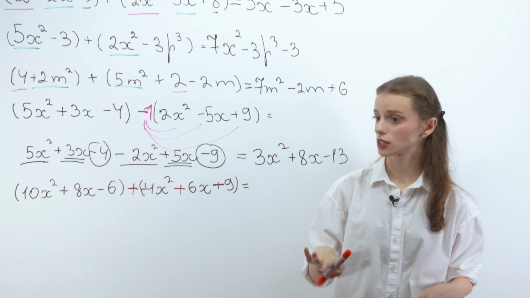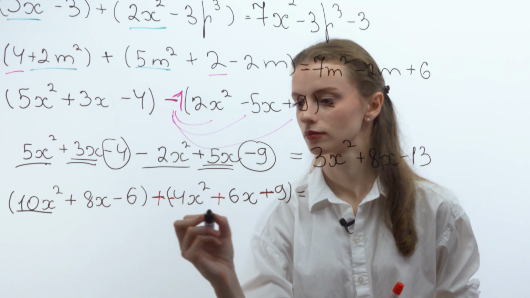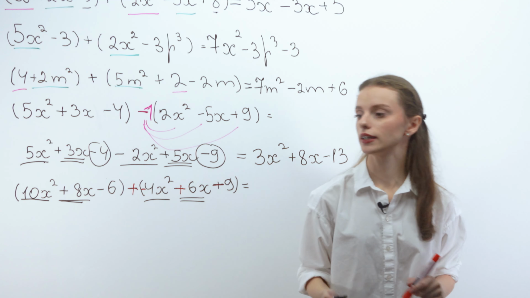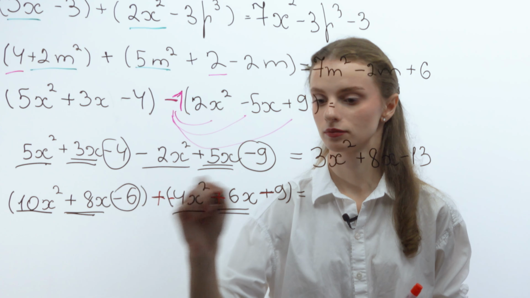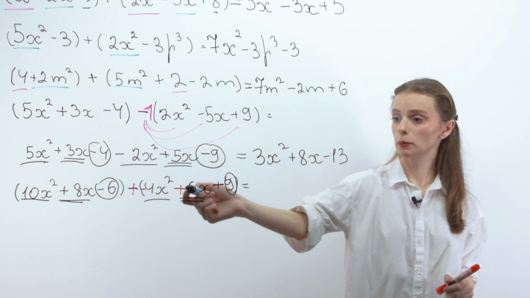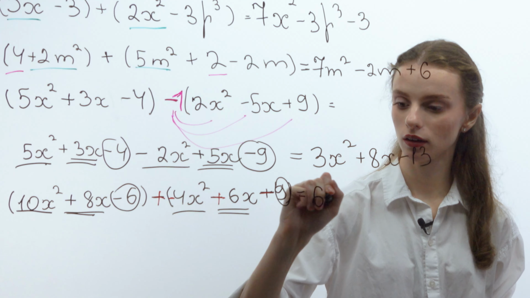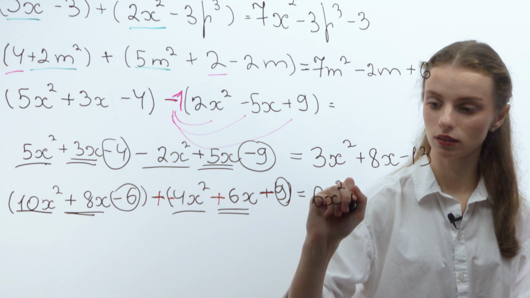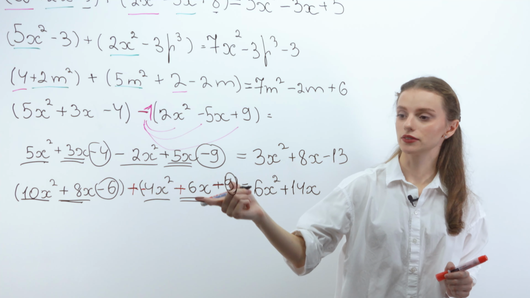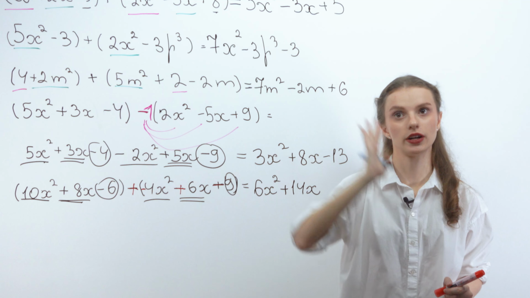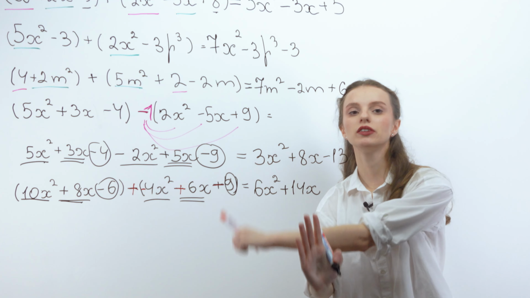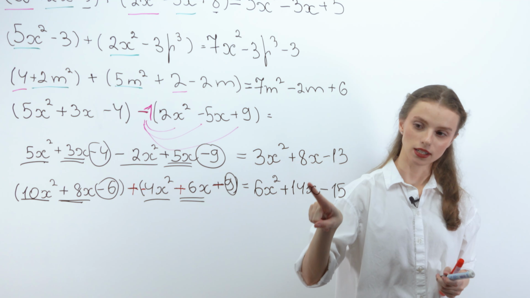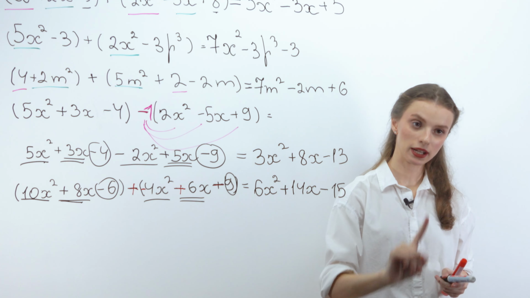And now we can combine like terms without getting confused. So we have 10x squared and negative 4x squared. Then we have 8x plus 6x, and then I have -6 and -9. So 10x squared minus 4x squared, that is 6x squared. Then 8x plus 6x, 14, -6 minus 9, so I start at the -6 and I keep going negative direction, so -15. And your final answer is 6x squared plus 14x minus 15.